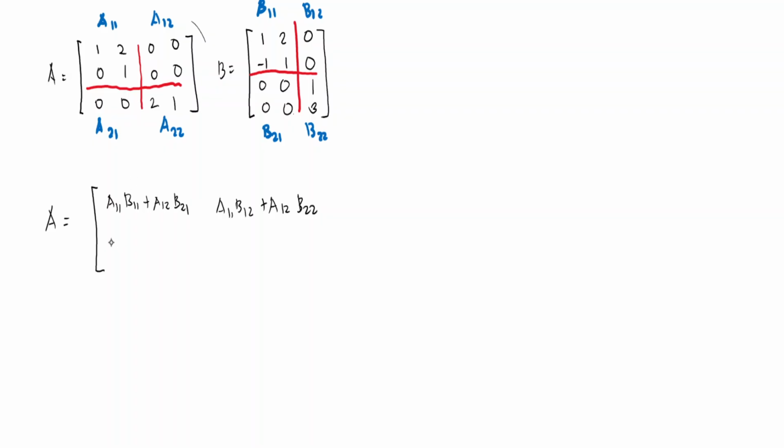And then for the second row of this product, we have, sorry, this should be A times B. So this row multiplied to this, we have A21 times B11 plus A22 times B21. Then the second row to the second column, we have A21 B12 plus A22 times B22. Now let us consider the sizes of these block matrices first.